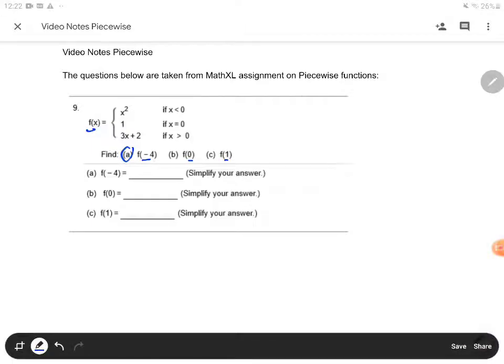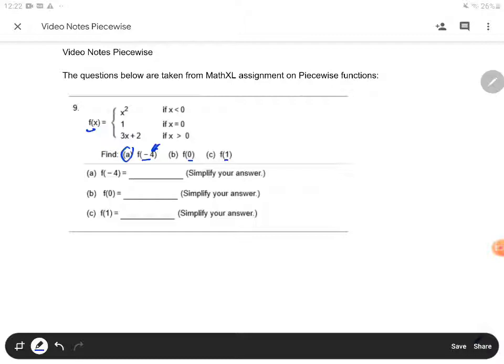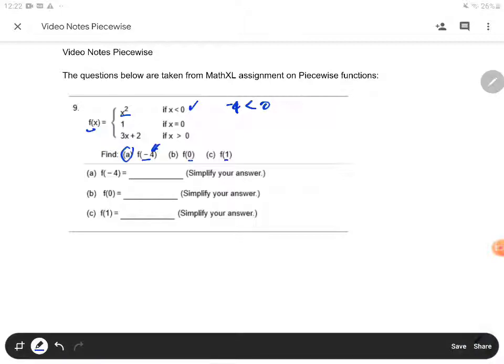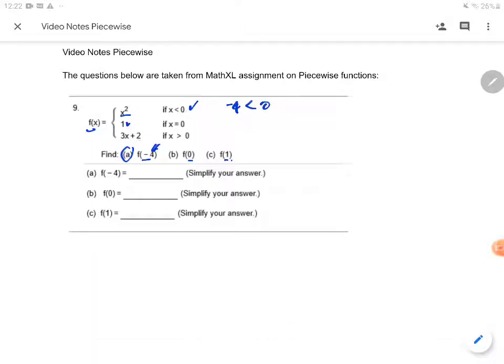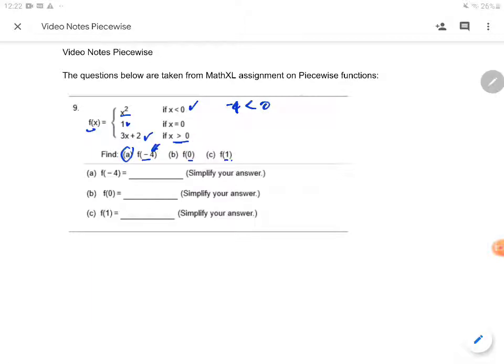So all you have to do here is to see where this particular x value will go in one of these, right? So since negative 4 is less than 0, you would pick this function, which is x squared. If f of 0, the x value is 0, so definitely you would take the second function. F of 1 you would definitely take because x is greater than 0, which is 1 is greater than 0, so you would pick the third function.